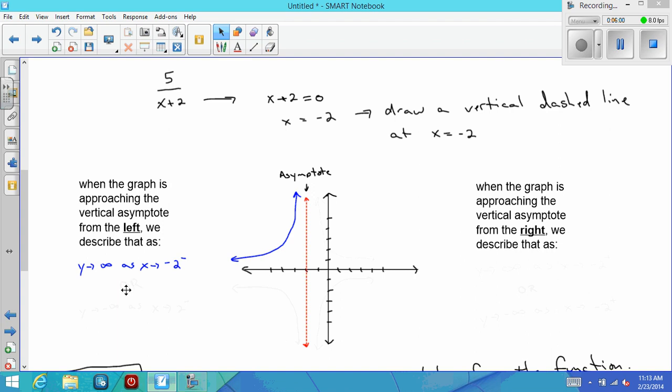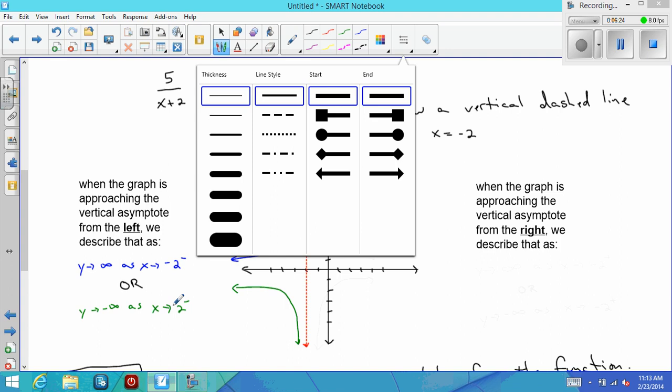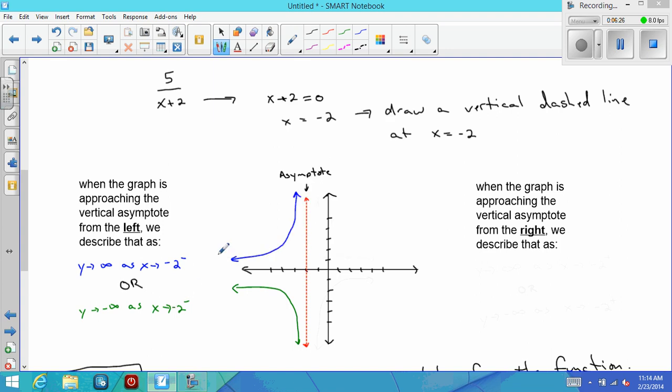Now the other option would be to negative infinity, and that graph looks like this. Y does approach negative infinity as x approaches -2 from the left. And I forgot to put a negative here on the -2. Sorry. So y approaches negative infinity as x approaches -2 from the left.